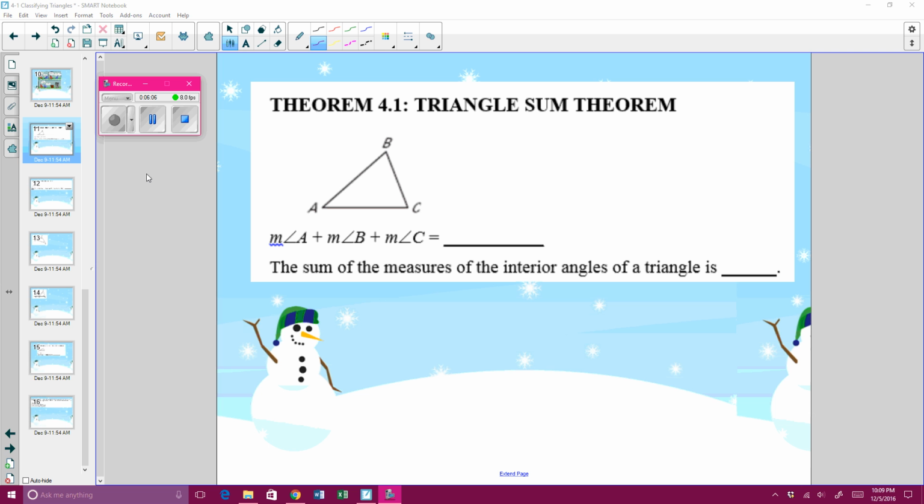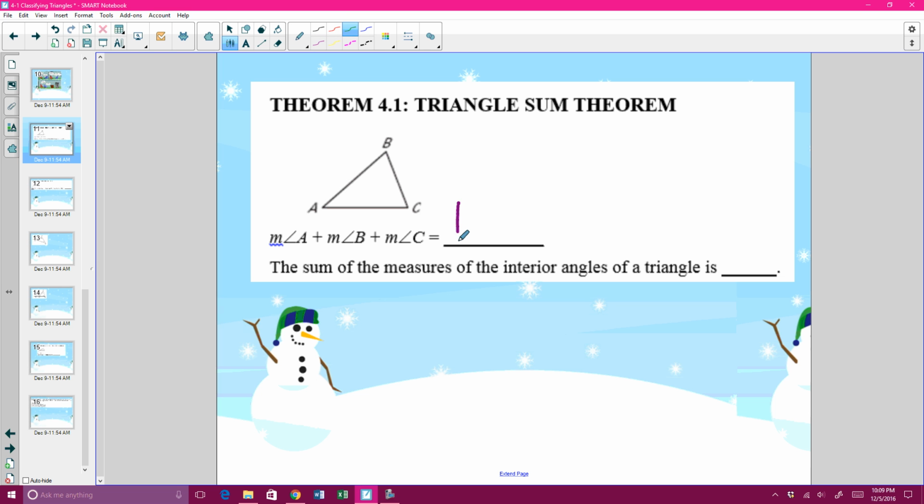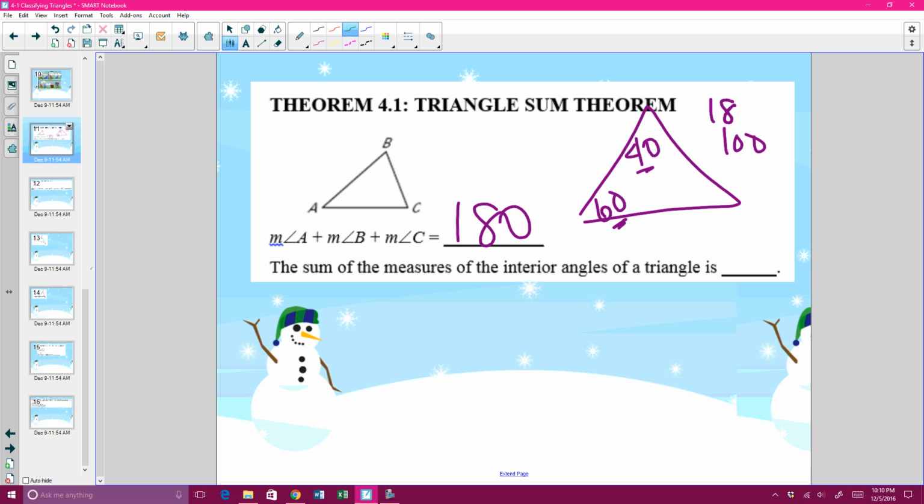Our first theorem about triangles says that the three angles in a triangle must add up together to give you a sum of 180. So for example, if this was 60 and this was 40, this is already 100. And so you need 80 more in this angle right here to make 180. So the sum of the measures of the interior angles of a triangle is always 180 degrees.